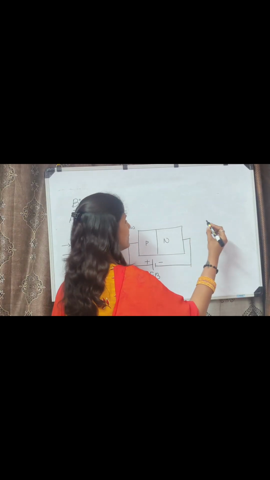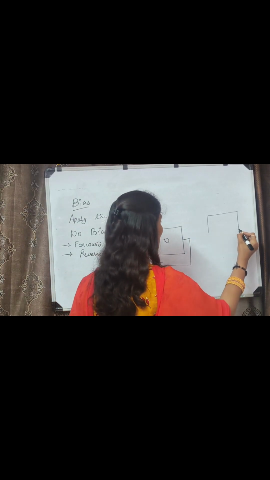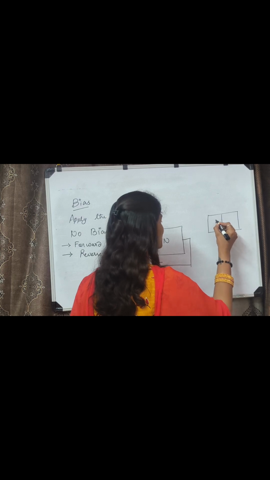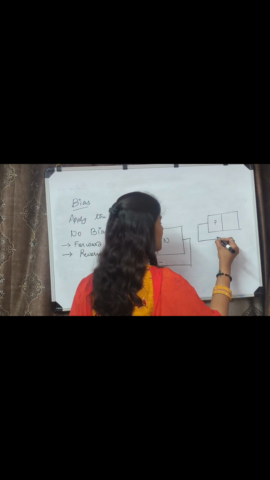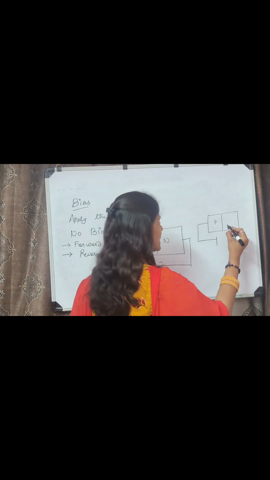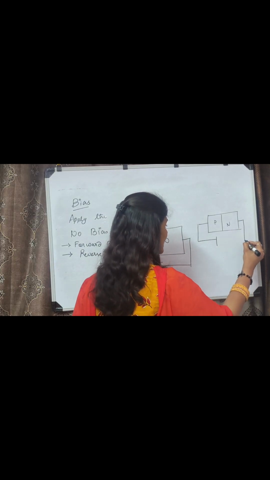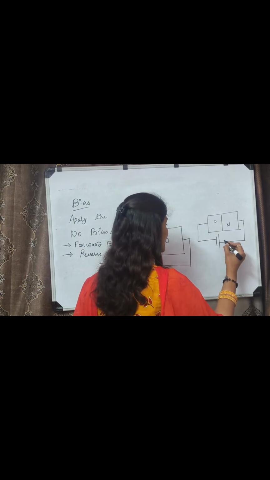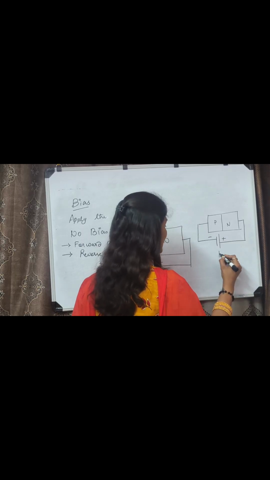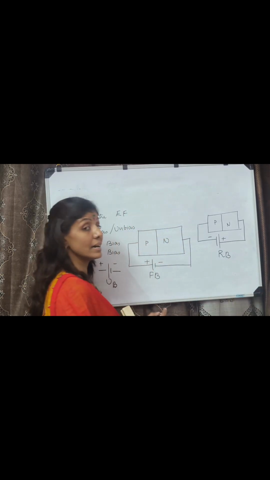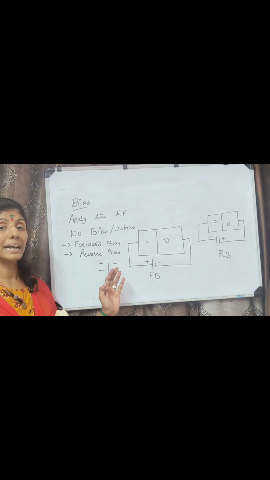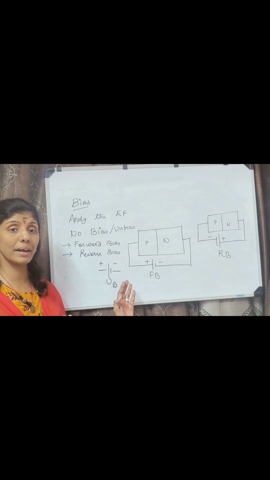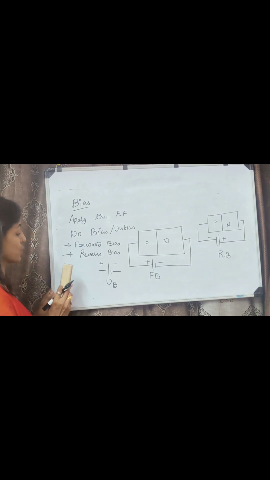Next we will see the reverse bias. What may be reverse bias? If the p-type semiconductor is connected with the negative terminal of the battery and the n-type semiconductor is connected with the positive terminal of the battery, we call it a reverse bias. So we can connect it either in forward bias or in reverse bias.